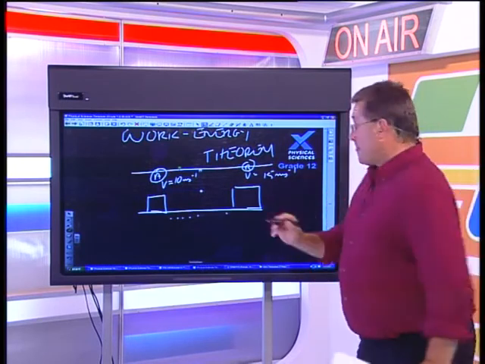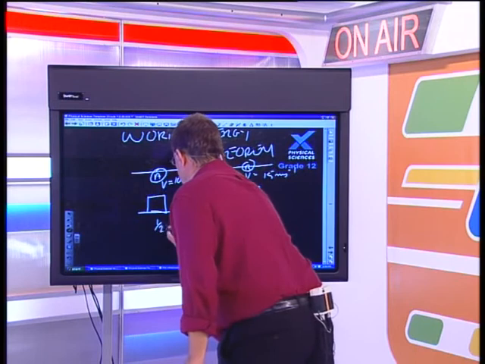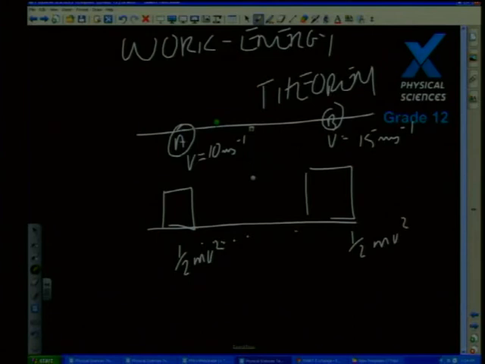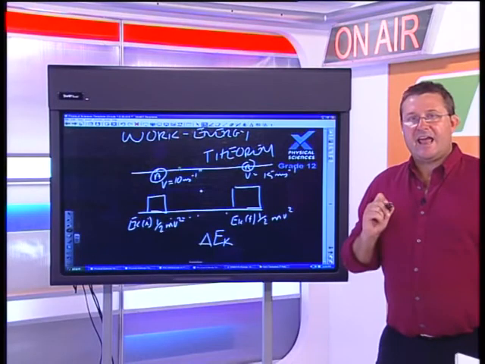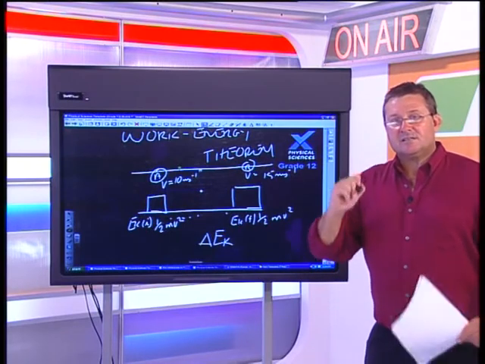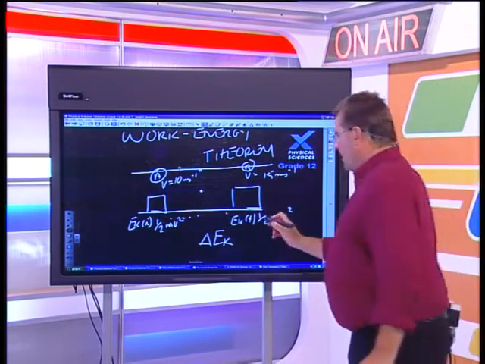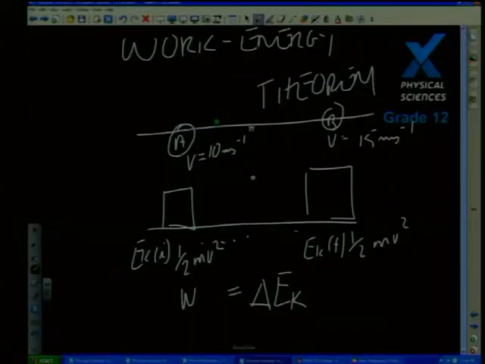increase. So, if we had to look at the EK here, which is a half mv squared at that position, and a half mv squared at that position, I'm going to call that EK initial, I'm going to call this EK final. Can you see now we've got two kinetic energies, which means then we have got what is called delta EK, a change in kinetic energy. Now, what does the change in kinetic energy equal? Well, it must equal the net work done.